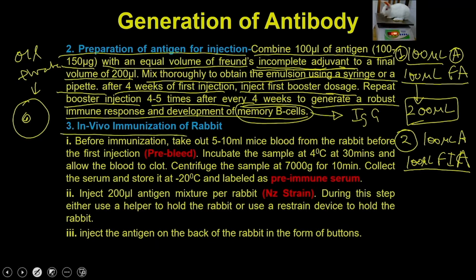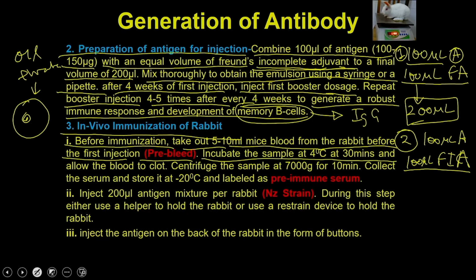Now, before you do the injections, you have to do some procedures. So, for in vivo immunization of rabbits, before immunization, take out 5 to 10 ml of blood from the rabbit before the first injection, and that is called the pre-bleed, which means you are going to take out the blood from the mouse or the rabbit.